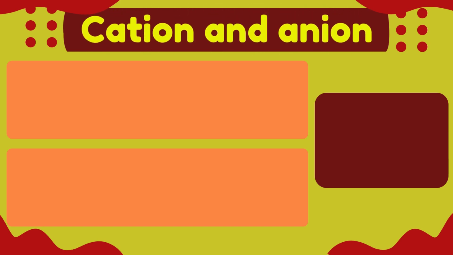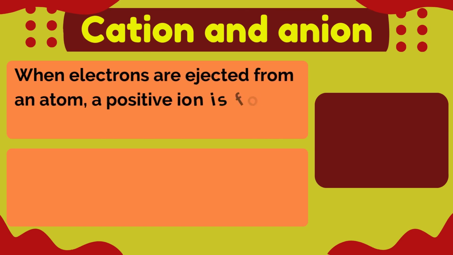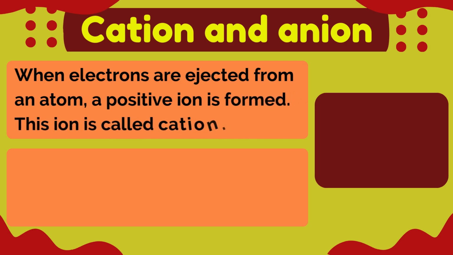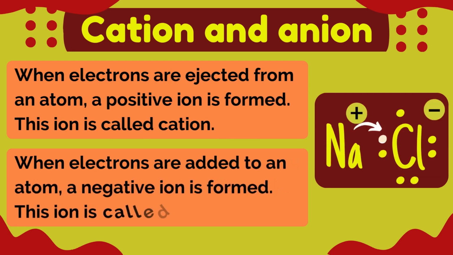Cation and anion carry specific charges. When electrons are ejected from an atom, a positive ion is formed. This ion is called a cation. And when electrons are added to an atom, a negative ion is formed. This ion is called an anion.